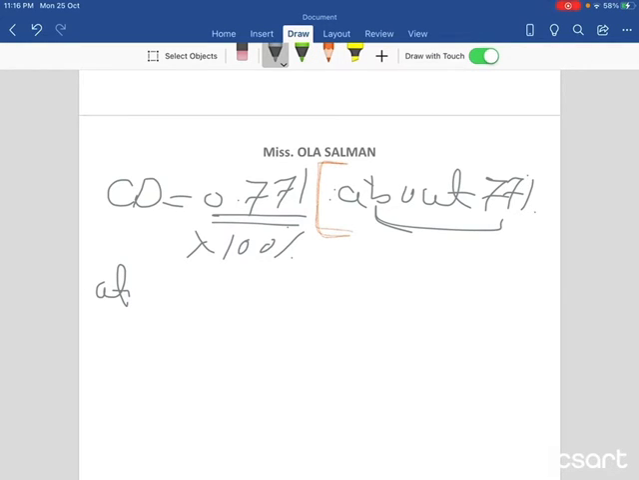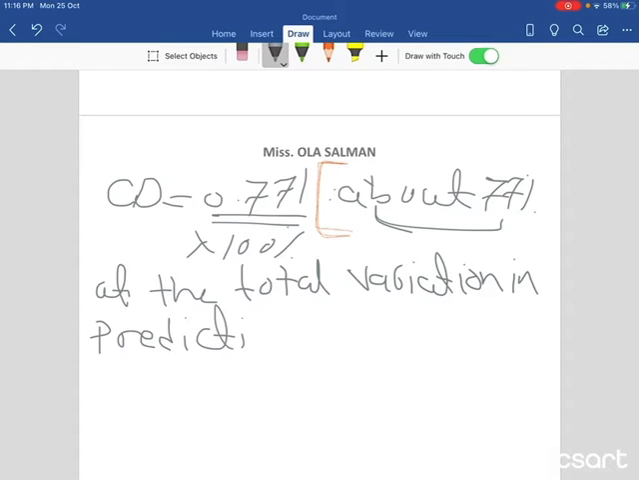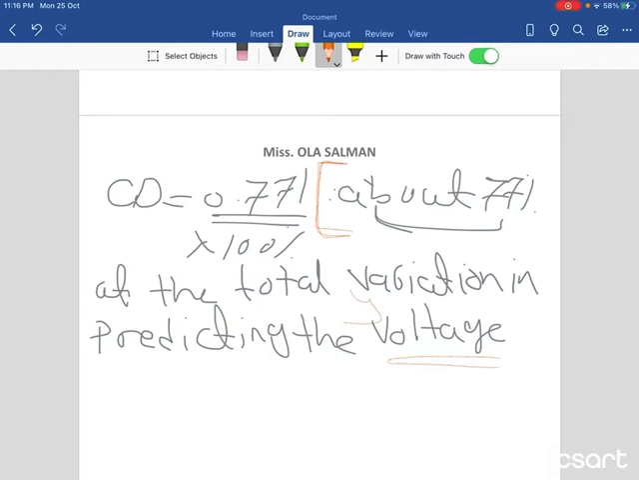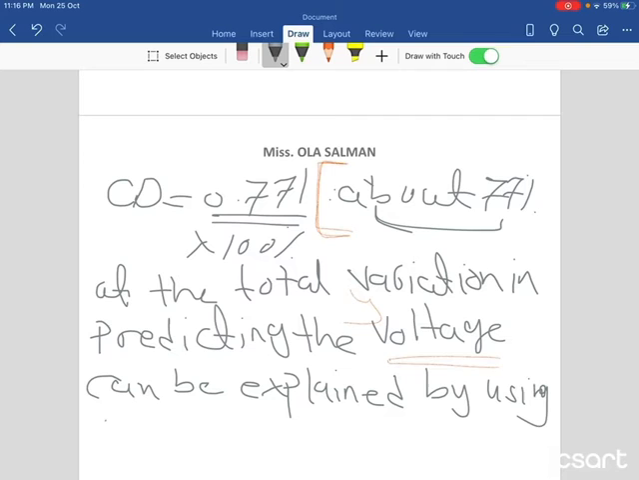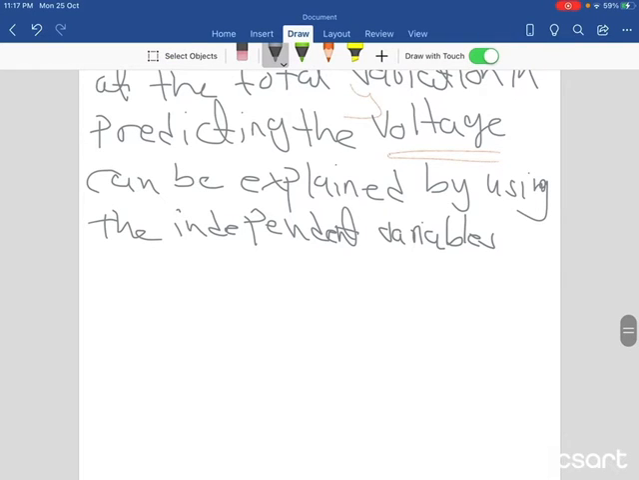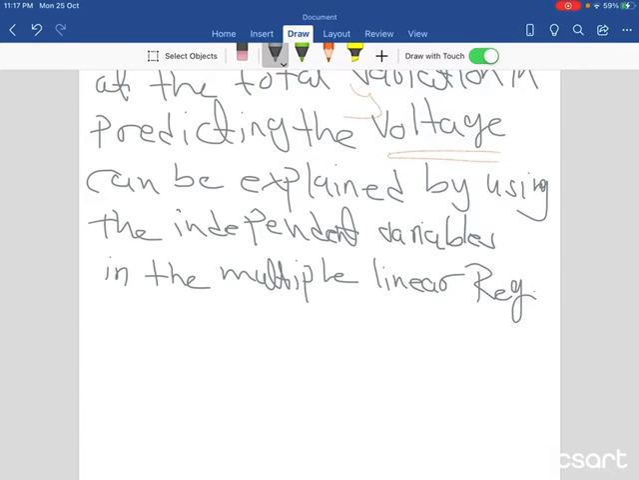From here you start the interpretation. About 77% of the total variation in predicting the voltage can be explained by using the independent variables in the multiple linear regression model.